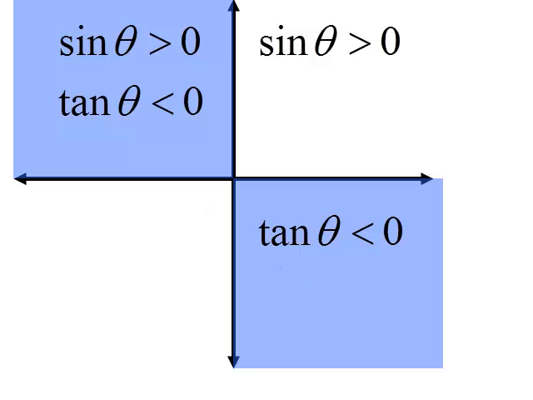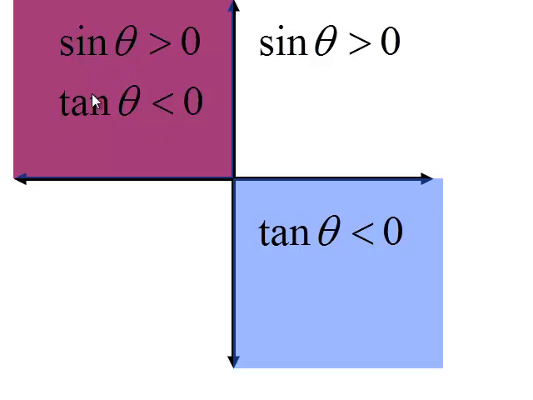So where is the angle negative? Where is the sine of angle theta positive and tangent of angle theta negative? That would be in this quadrant right here, in quadrant 2. Okay.